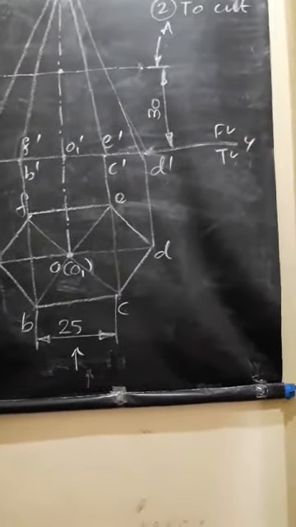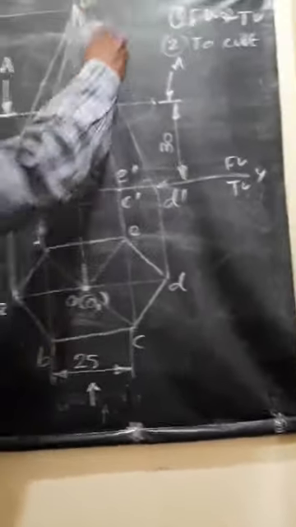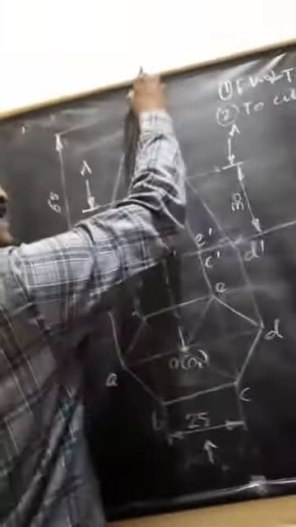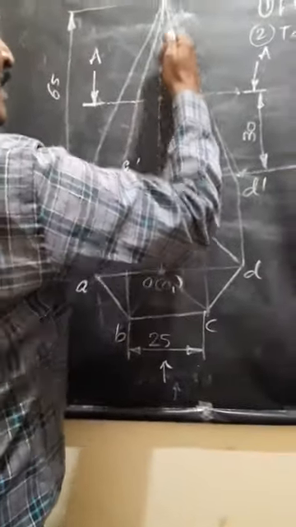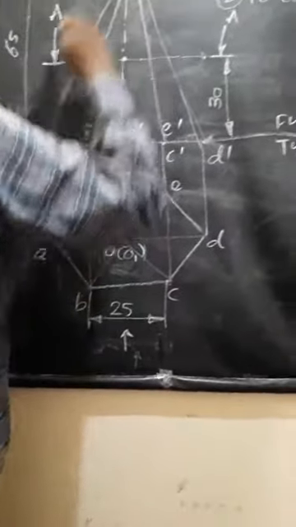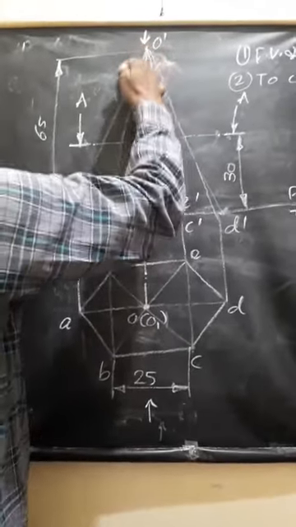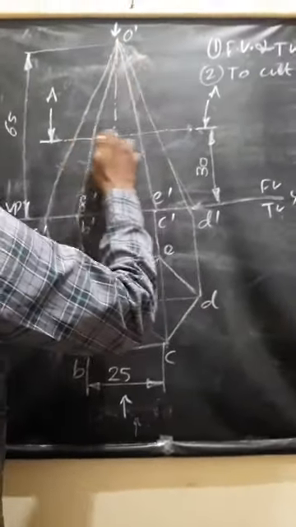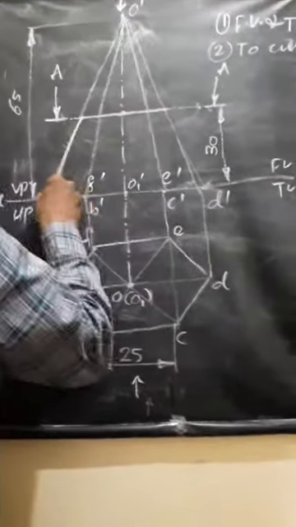Okay, now which portion do you want to remove? The portion between the observer and the section plane. So for the top view, the observer will be here. Whether you have to remove this half or this half, upper half or lower half. Which portion is between the observer and the section plane? So this portion you have to remove. So after removing this portion, make the remaining portion dark.